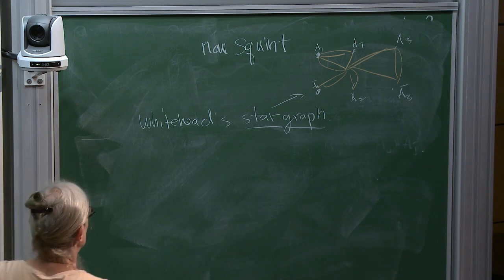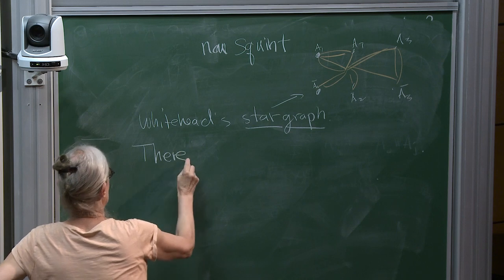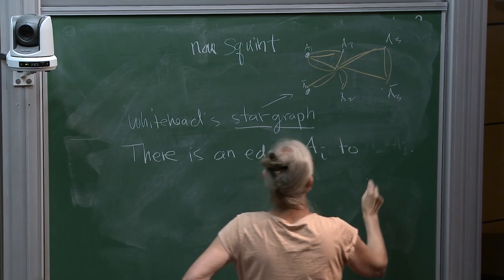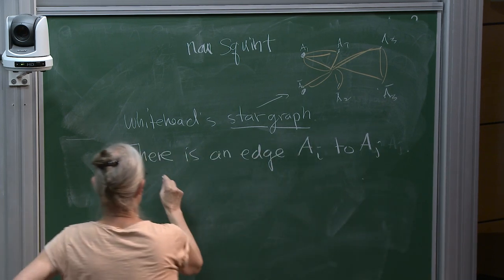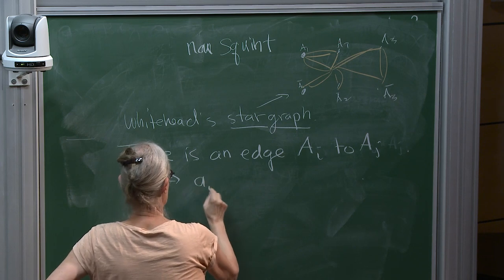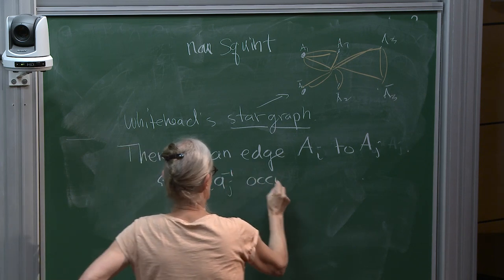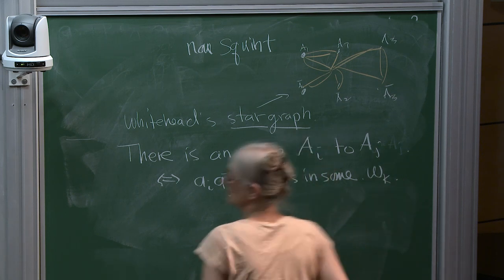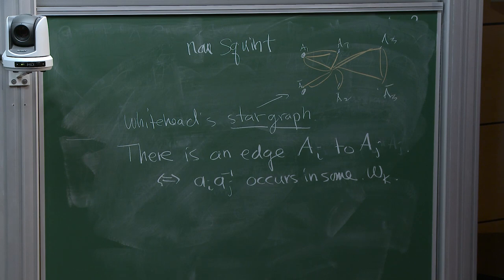If you think carefully about what happened, you'll see that there is an edge from the sphere AI to the sphere AJ if and only if AI AJ inverse occurs in some WK. So you can check that if you want. But topologically, the picture's clear. I have a manifold. I take a homeomorphism. I see what happens to the orange graph. It gets messed up. And then I cut open along my canonical spheres, and I get a new graph called the star graph.